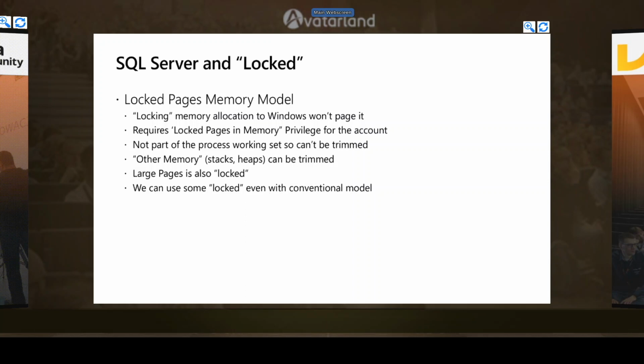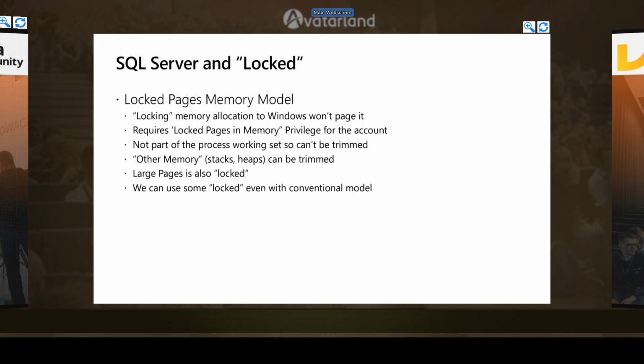If you think you should be using the locked memory model, which I recommend, by the way, on production servers, and it's not working, it's because this privilege was not set up correctly. And again, it's not part of the process working set. So when you look at the working set counters or in Task Manager, you won't see this. Other memory like stacks and heaps and threads and so forth can be trimmed. So if there's a severe memory pressure scenario causing working set trimming, you could see that, which could cause some performance problems because we need to access that memory.